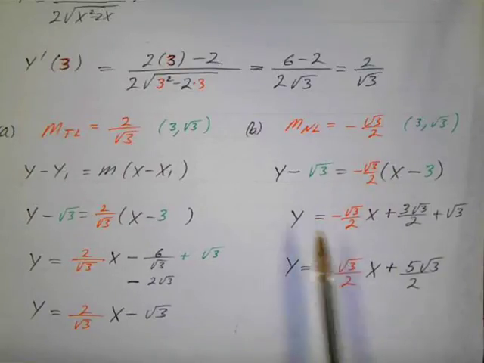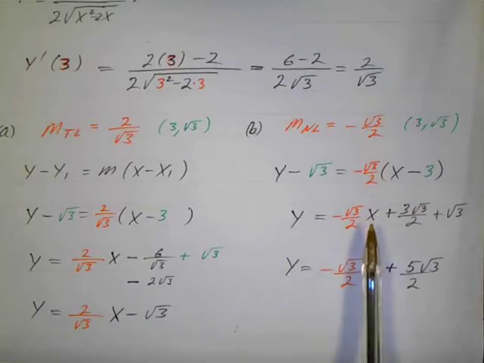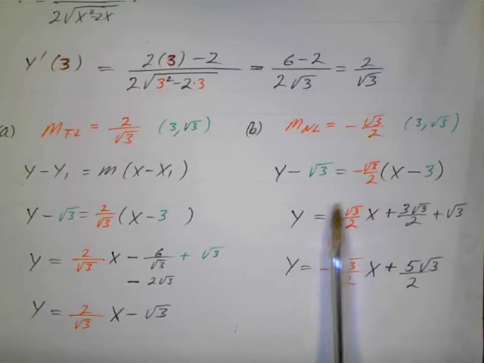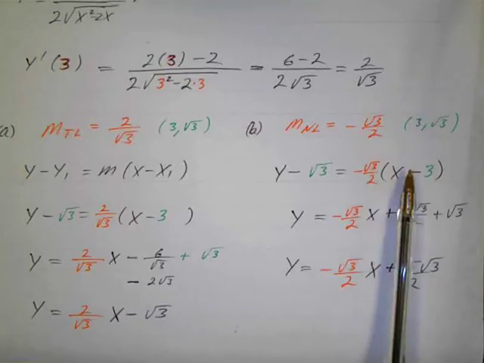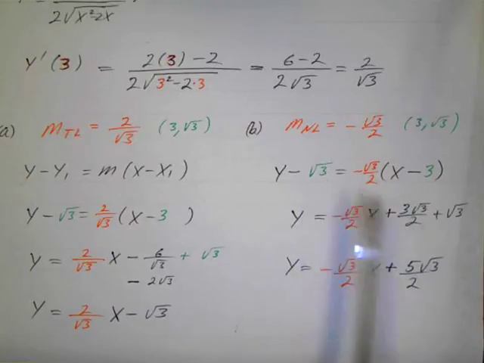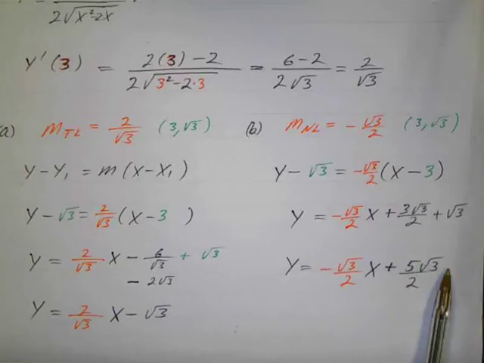And again, we can multiply this out. So we got negative the square root of 3 over 2 times x, which is your slope. And then negative times the negative is positive 3 square root of 3 over 2. And then I can add this square root of 3 to both sides. And if I put it over a common denominator, that's like 2 square root of 3 over 2. 3 plus 2 is 5, so it's like 5 square root of 3 over 2. And this is your intercept. So that's your equation of the normal line.